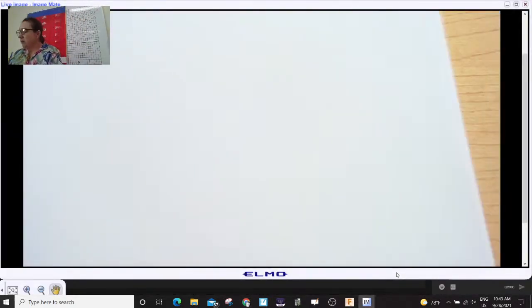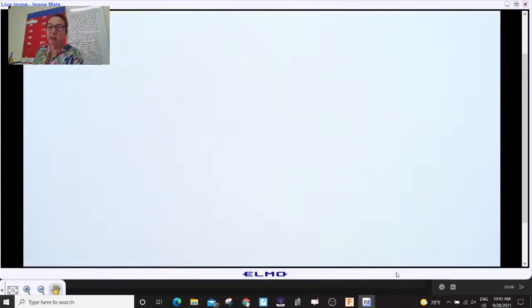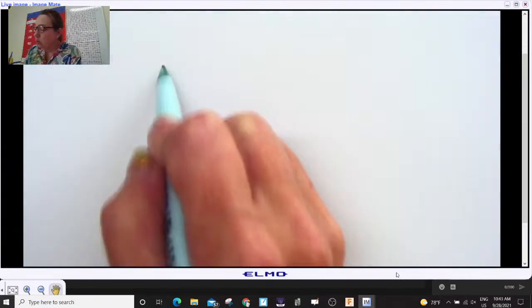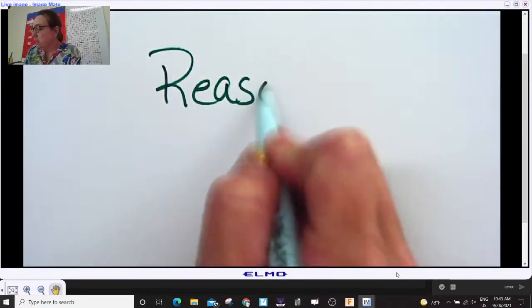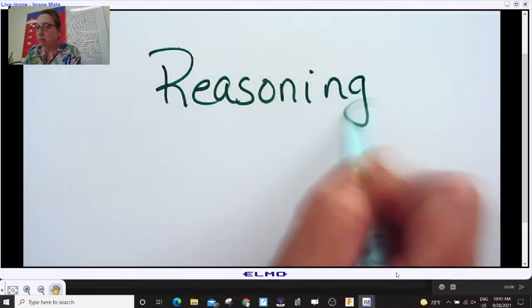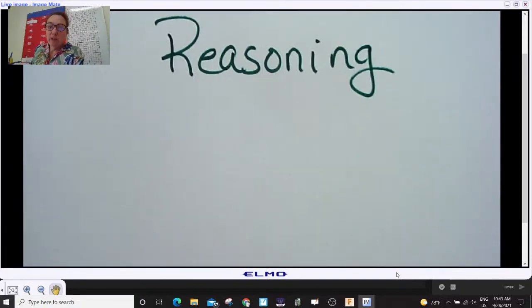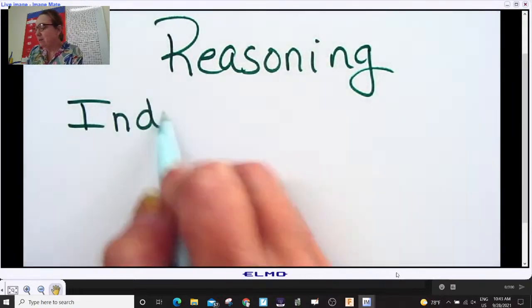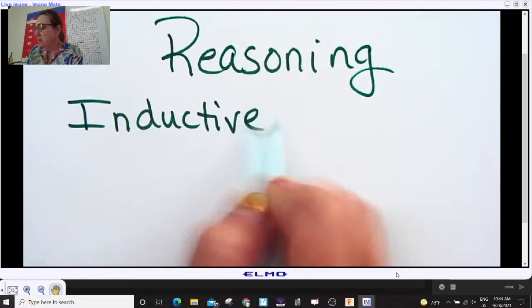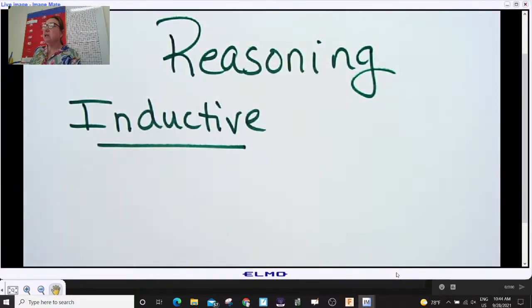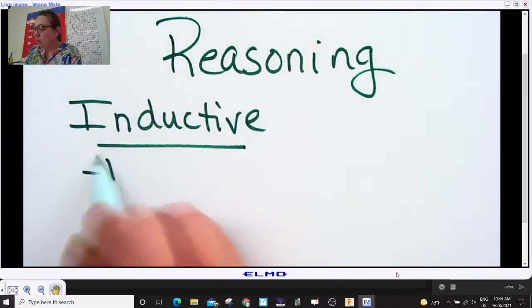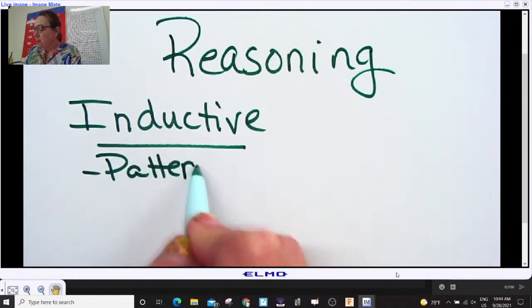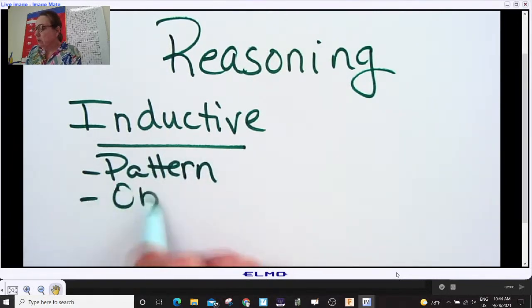So today we're going to be talking about reasoning, which we've been talking about, but today we're going to get a little more specific. There are two types of reasoning in this world. So far up to this point, we've primarily used what's known as inductive reasoning. Inductive reasoning is when you're looking for a pattern, or you're just making an observation.